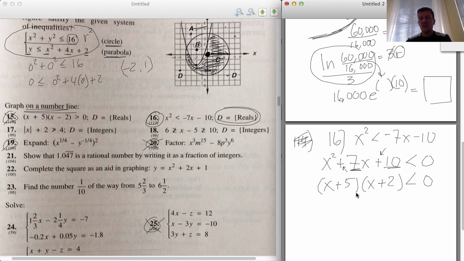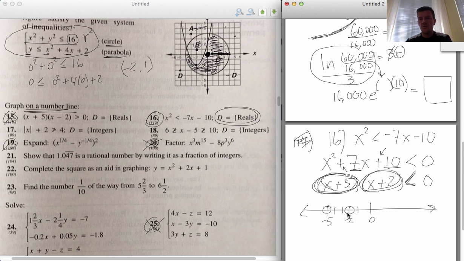Then I find out where it is equal to 0. The values where it's equal to 0 are going to divide the number line into the regions that I then test. So where is it going to be equal to 0? If x is equal to negative 5, this first part is going to be 0 and everything else is 0. So negative 5. If x is equal to negative 2, this second part is going to be 0 and everything else is going to be 0 because it's a product. So negative 2. And I'm going to have open circles because it's only less than, open, and open.